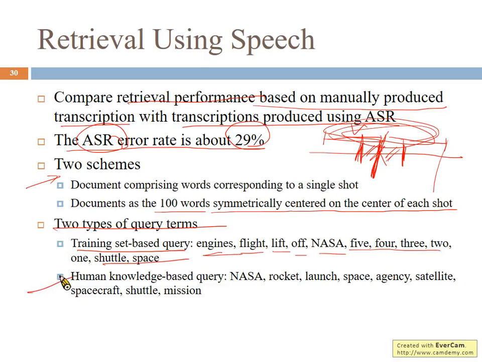The second scheme is the human knowledge based query. Humans can issue the query as they will, according to their knowledge. So there may be some keywords: NASA, rocket launch, space, agency, satellite, spacecraft. Agency, satellite, spacecraft may never appear in the speech data in the training set.